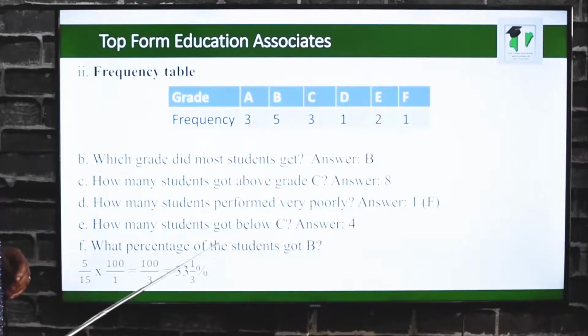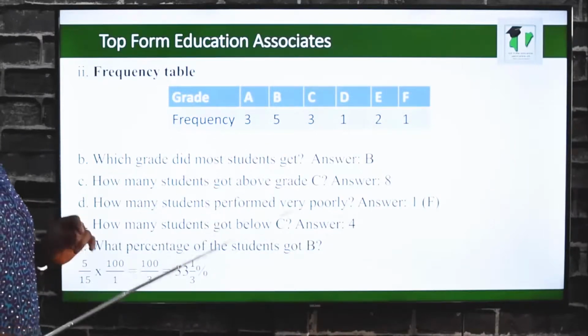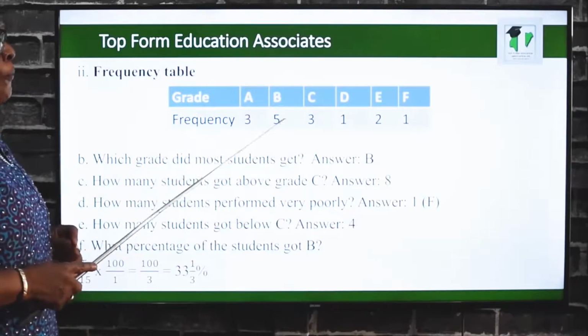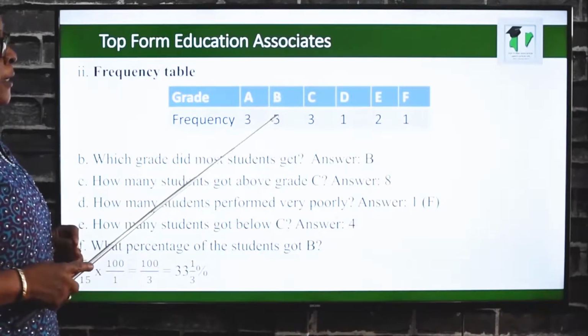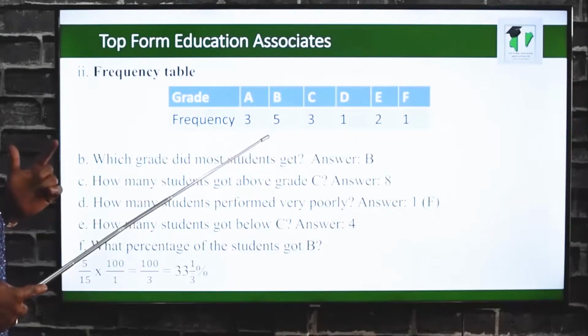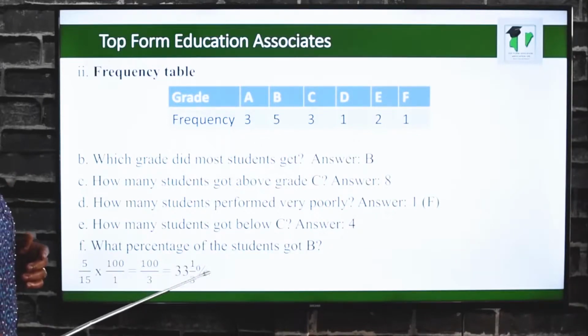What percentage of the students got B? Percentage of the students that got B. How do we get that? We look for the frequency of grade B. It is 5. How many students do we have that took the exam? They are 15 students. That's what the question says. So percentage will be 5 for frequency of grade B over 15, total number of students, times 100 over 1. And that gives us 33 1/3%.